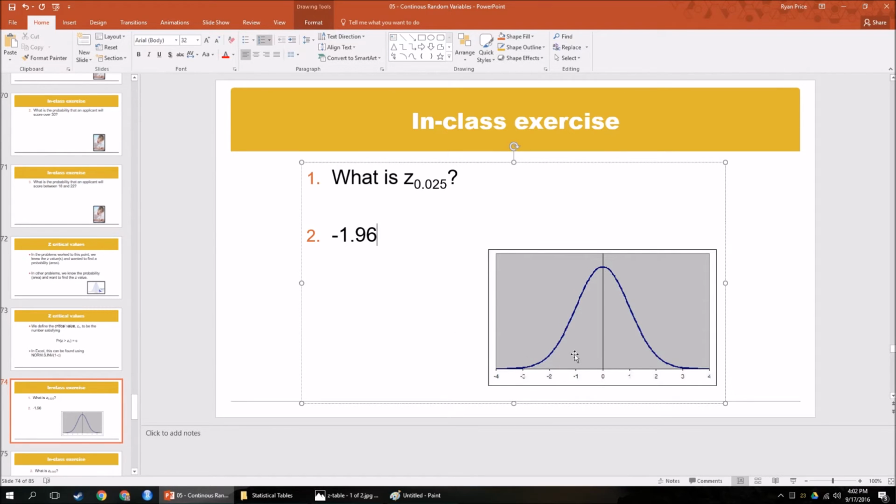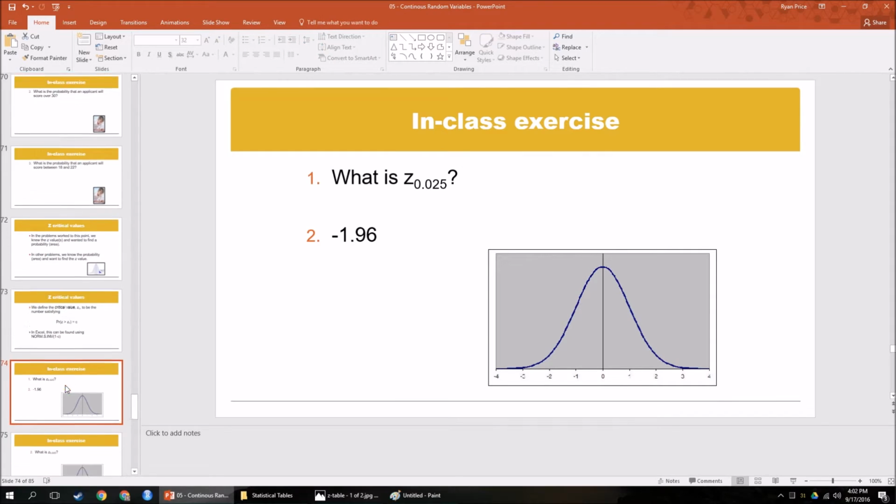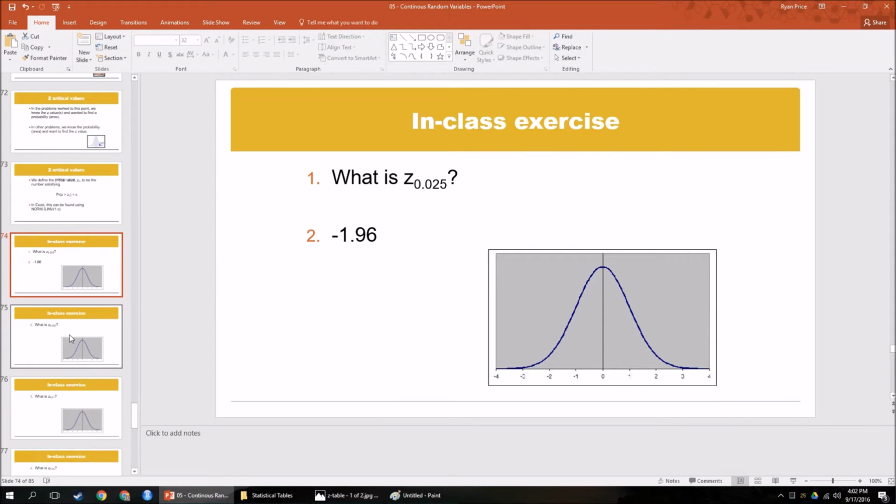So at a z-value of negative 1.96 on the curve, there is a 2.5% probability that some occurrence of some variable will happen to the left of that z-value, less than. Okay, so that's how we find the critical value of z at that significance level, 0.025.